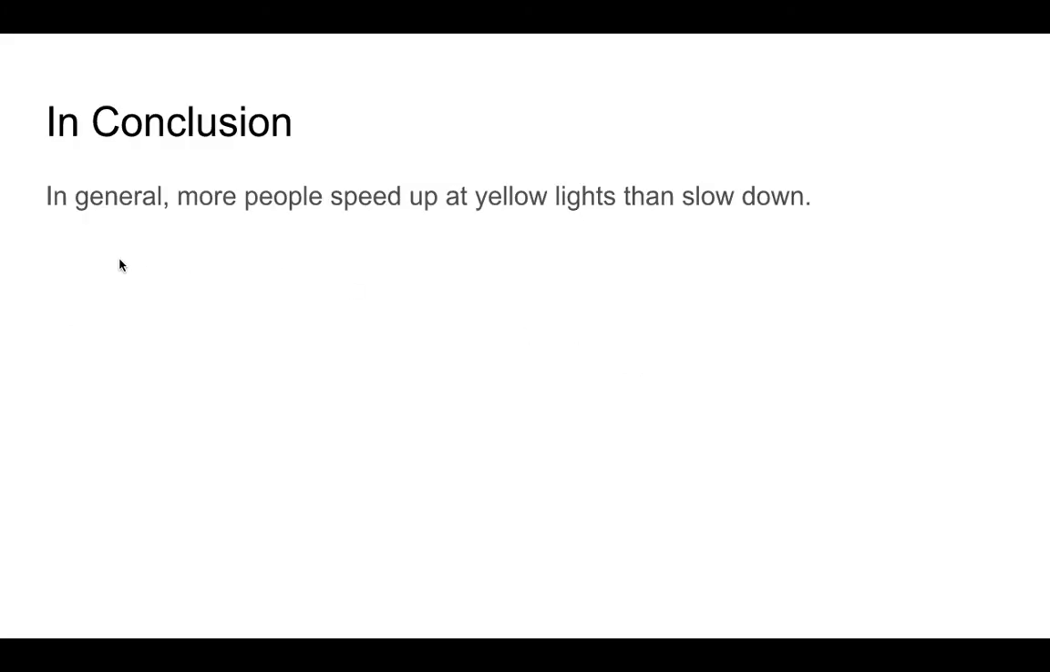So in conclusion, generally speaking, I'm concluding that more people speed up at yellow lights than slow down. So I hope you agree with me, and that's my project.